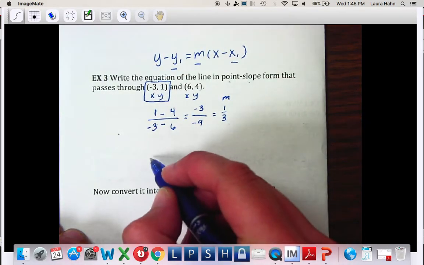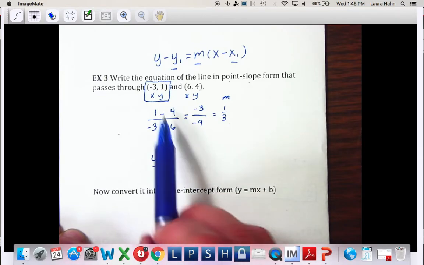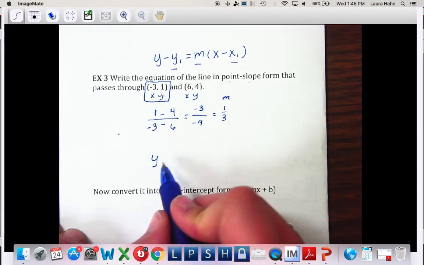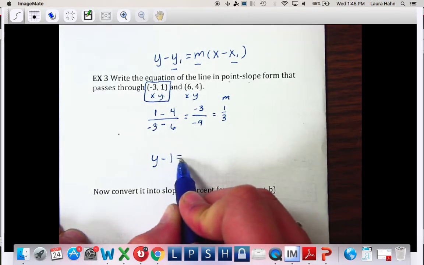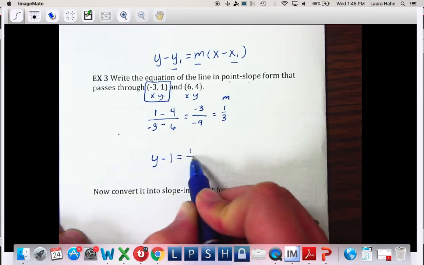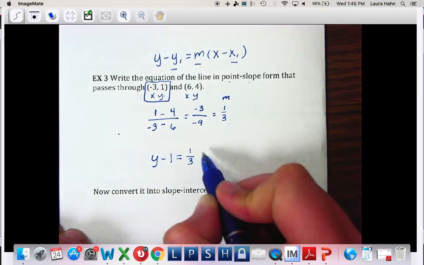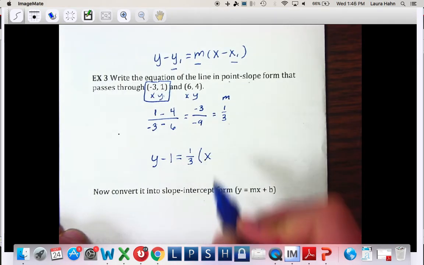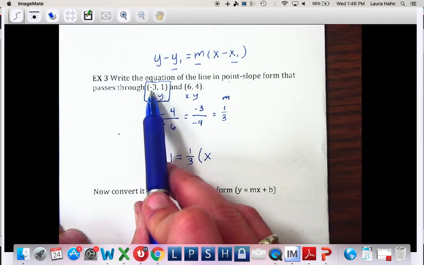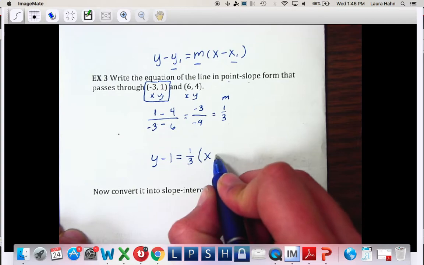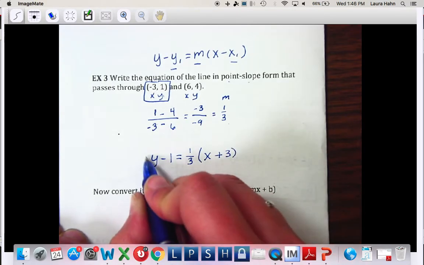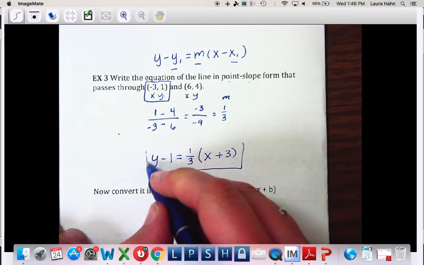So I'm going to write y, and then look at the y from my point. My y is a positive 1, so I'm going to put a minus 1. Equals. Next comes our slope, which we calculated to be 1/3. Parenthesis x, and then we look at the x from our point. Our x is a -3, so I'm going to put a +3. So this is the equation in point-slope form.